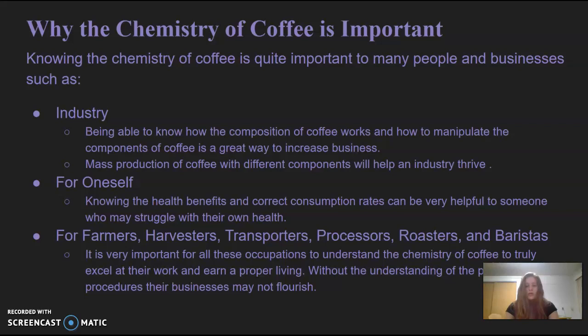And this is also good for the occupations that are previously listed, or the third bullet point, because knowing the different ways to alter components is very smart because it will bring in more customers, therefore allowing businesses or industries or occupations to thrive and flourish. And then it is also important for oneself to know the health benefits, because if someone is struggling with their health, it is very beneficial to understand how coffee works and what it can do for you.